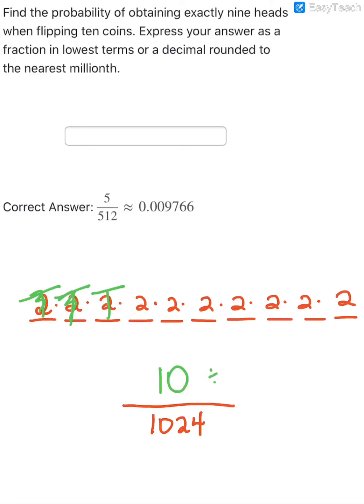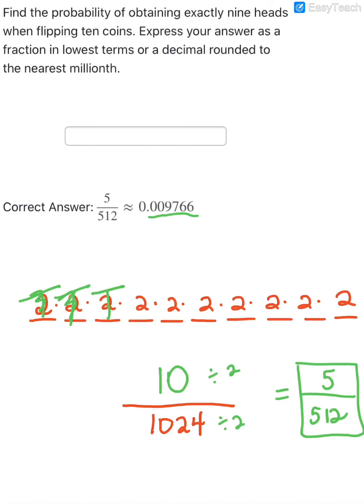And then if we reduce it, these are both divisible by 2. So we end up with the fraction of 5 out of 512. And again, they said you could leave it as a fraction, or round it to the nearest millionth, which would be 6 different decimal places.